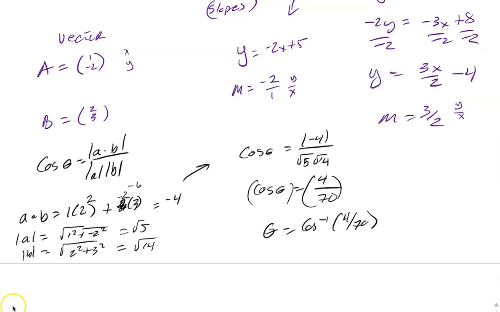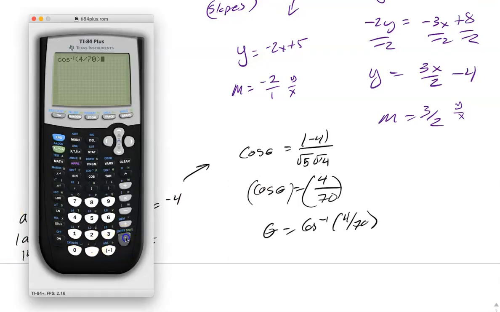Type it into my calculator real quick. Like that, done off screen. And I get 86 degrees, 86.7 degrees. Remember, that is the acute angle between these two lines. If I want the obtuse angle, just subtract from 180.